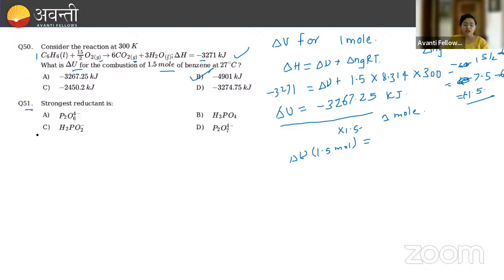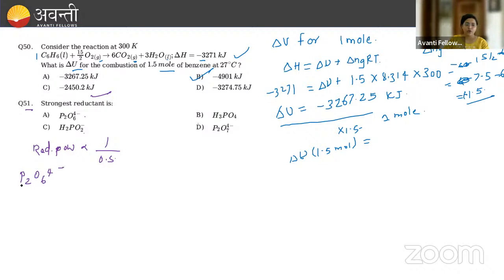Strongest reductant is... Here, reducing power is inversely related to the oxidation state of a given central metal atom. So whatever compound is here, reductants are present. Those which have the lower oxidation state will have the greater reducing property, that is, they will be strong reductants. So let's calculate the oxidation state now.